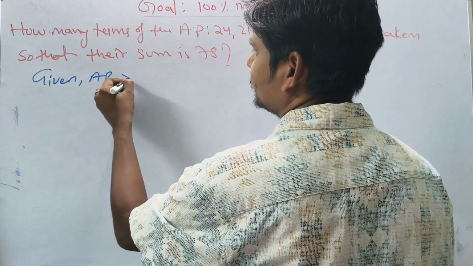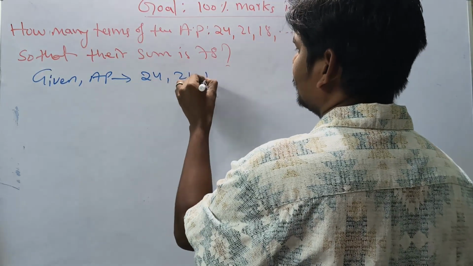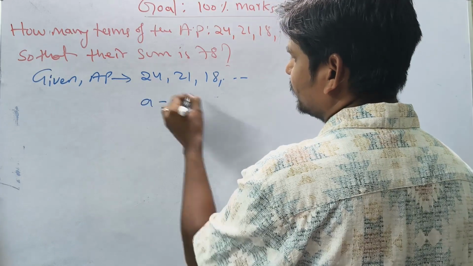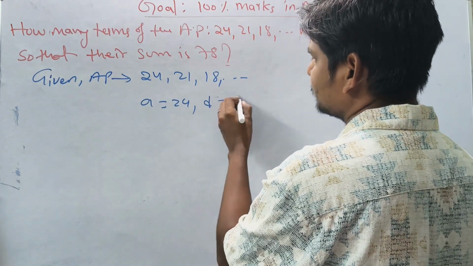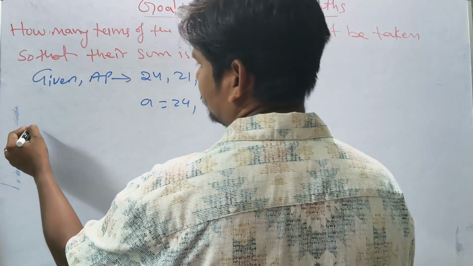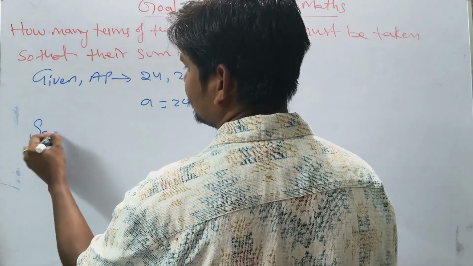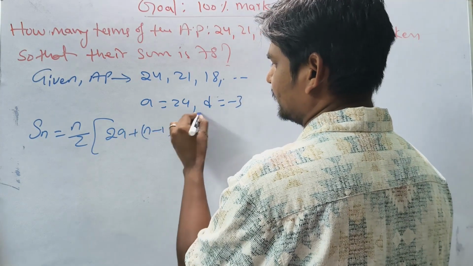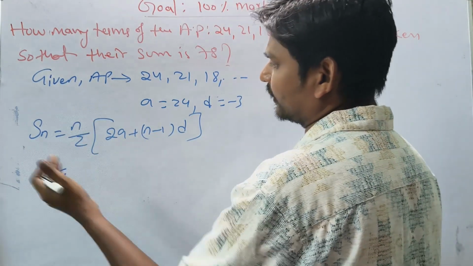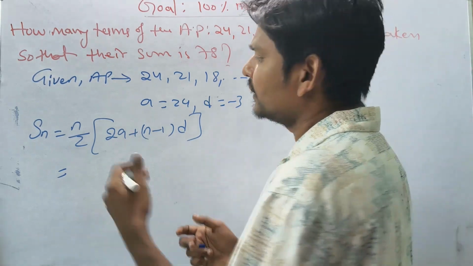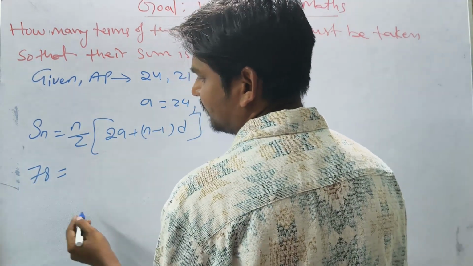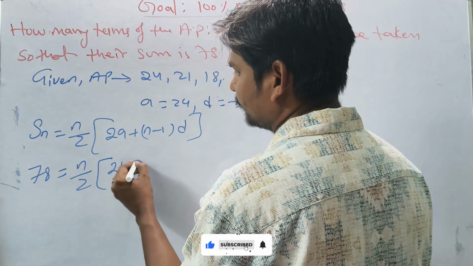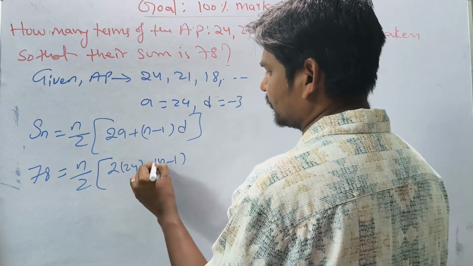Given the AP is 24, 21 and 18 and so on. From this, a is equal to 24, and d is equal to T2 minus T1, that is minus 3. Now we know the formula for the sum of n terms of an AP: Sn is equal to n by 2 into 2a plus n minus 1 into d. Here the sum is given, that is 78, and n we don't know. 2 into a is 48, plus n minus 1 into d, which is minus 3.